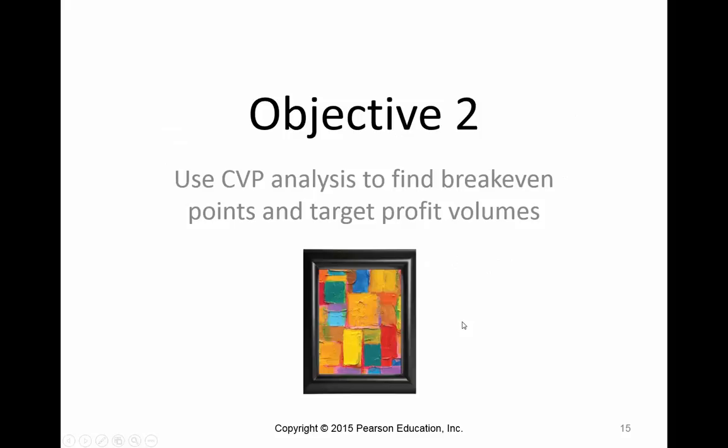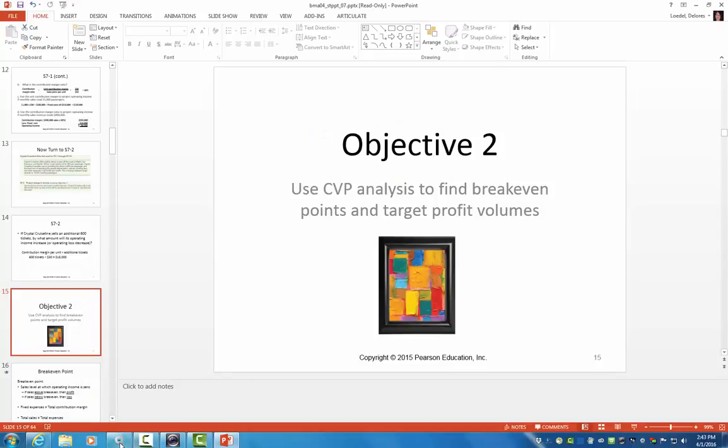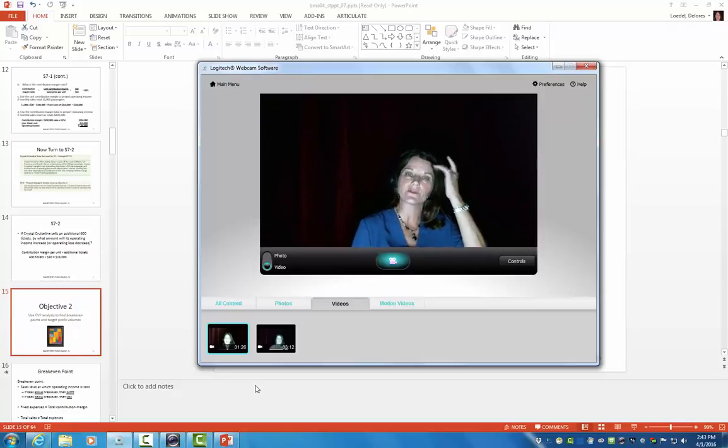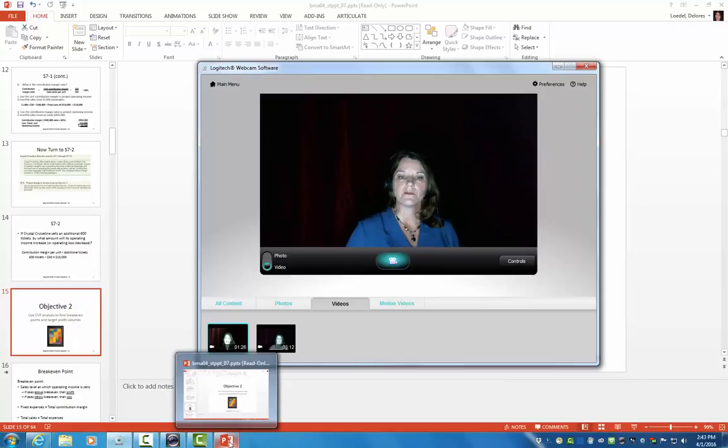Okay, objective 2 is using CVP analysis to find break-even points and to find target profit volumes. The break-even analysis has a lot of use in the real world of business. You may have covered this in other topics in accounting. I know we covered the break-even point in my business math class, for those of you that have had that class, Accounting 158. Very topical and application of that.